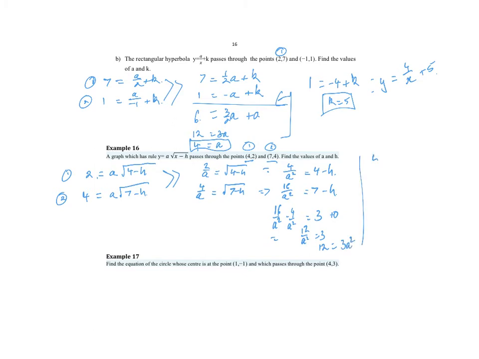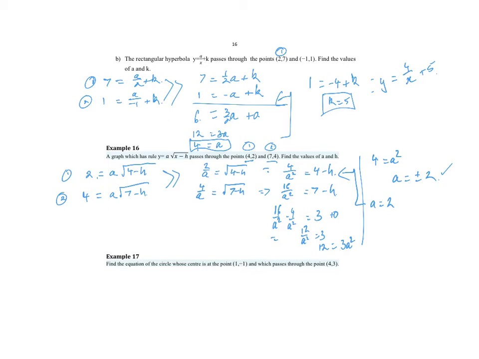So then divide by 3. 4 is equal to a squared. A is equal to plus or minus 2. Now, it doesn't say anything about a being positive or negative, so we can have both those answers. So if a is equal to positive 2, let's substitute that back into, say, that one will do.